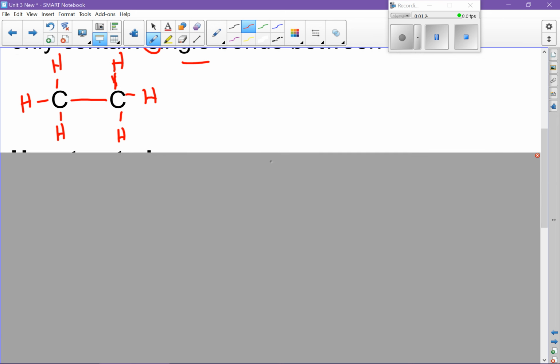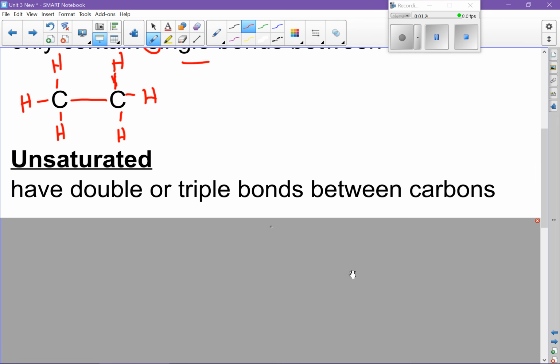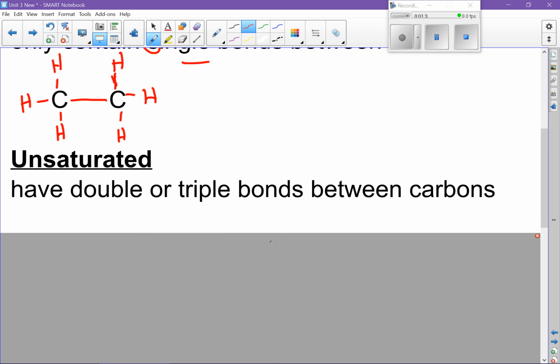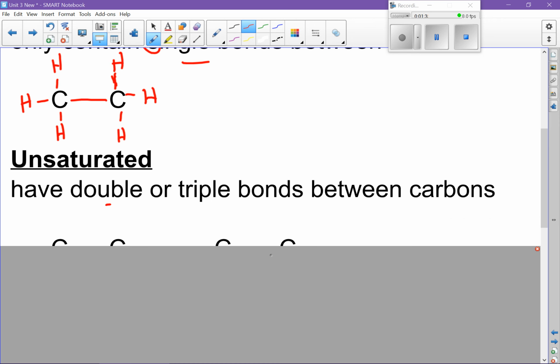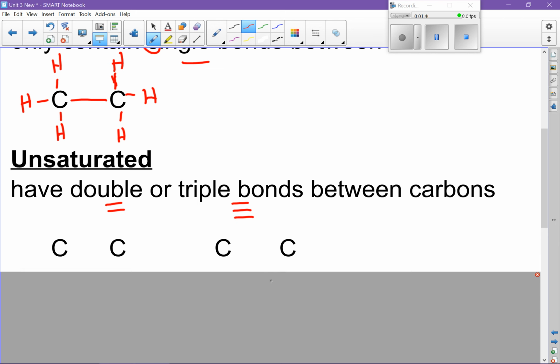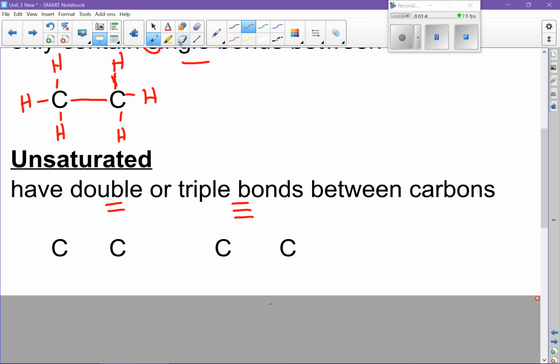Now if something is unsaturated, then it can have double or triple bonds between the carbons. That means you'll still have some hydrogens, but not as many as you possibly could have. A double bond will have a double line like this, and a triple bond will look like this. So here's a double bond between these carbons. Here's a triple bond between these. These are both unsaturated. I can still stick a couple of hydrogens on here.